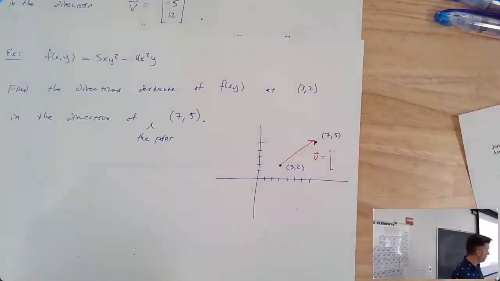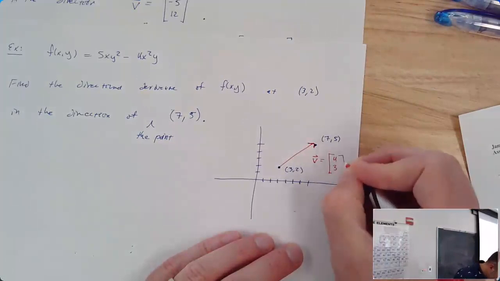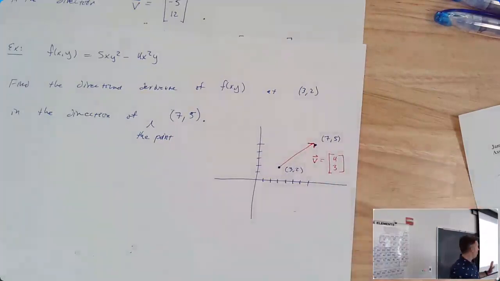Well, how much over do I have to go to get from 3 to 7? And how much up do I have to go? Right. So just as a word of warning, sometimes they will phrase the question where they say in the direction of the vector, and then the vector is just your direction. Sometimes they'll say in the direction of this other point, and then you have to find the vector from your beginning point to your end point. So just be careful, because I've definitely seen both phrasings in web work.